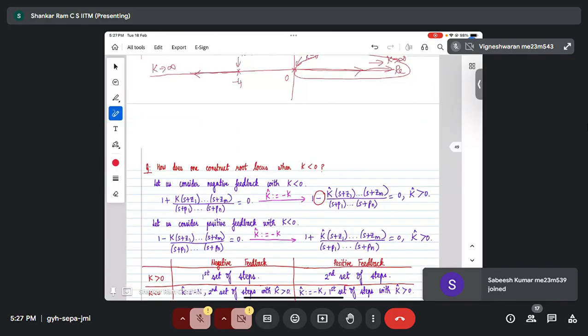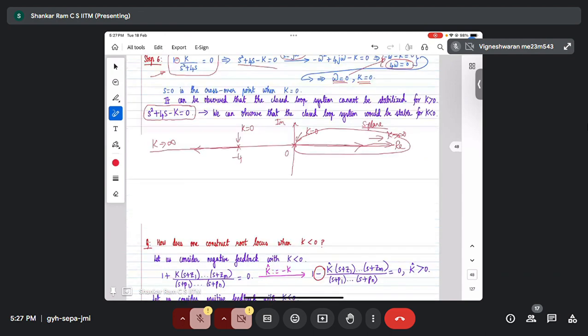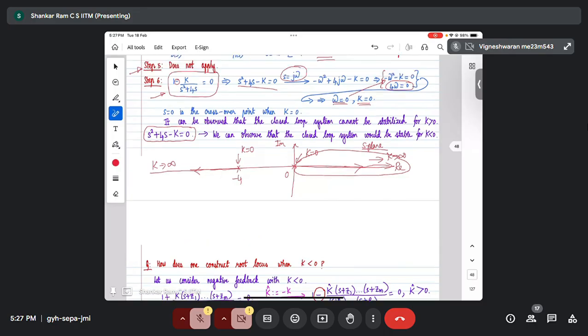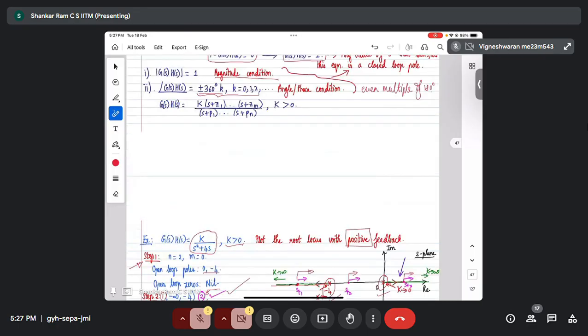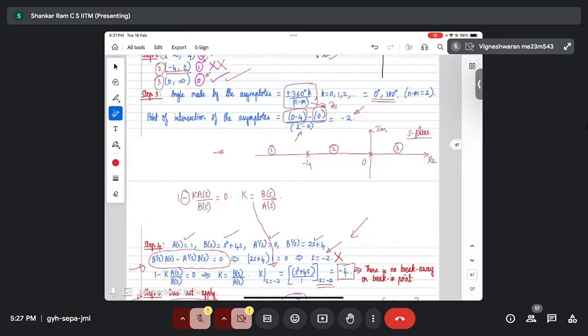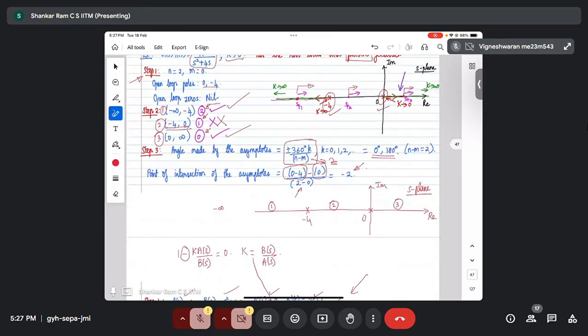Any other questions on the root locus construction with positive feedback? Sir, in step number 2, we are taking 3 regions. The third region we can technically ignore, right? Because the values are always positive, the right-hand side of the S plane is not going to be stable, so we can technically ignore that.